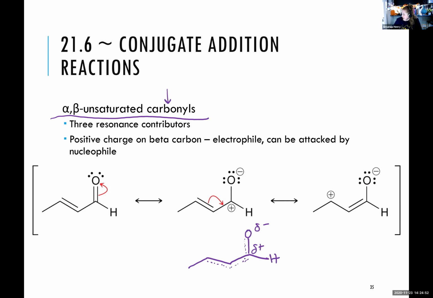When it's alpha beta unsaturated, though, we also have a partial positive charge on the beta carbon. So alpha, beta, which means that that carbon can also be an electrophile. So we're going to look at some reactions that react our alpha carbon of one molecule to a beta carbon of an alpha beta unsaturated carbonyl. And I'm going to redraw that resonance hybrid on the next slide.